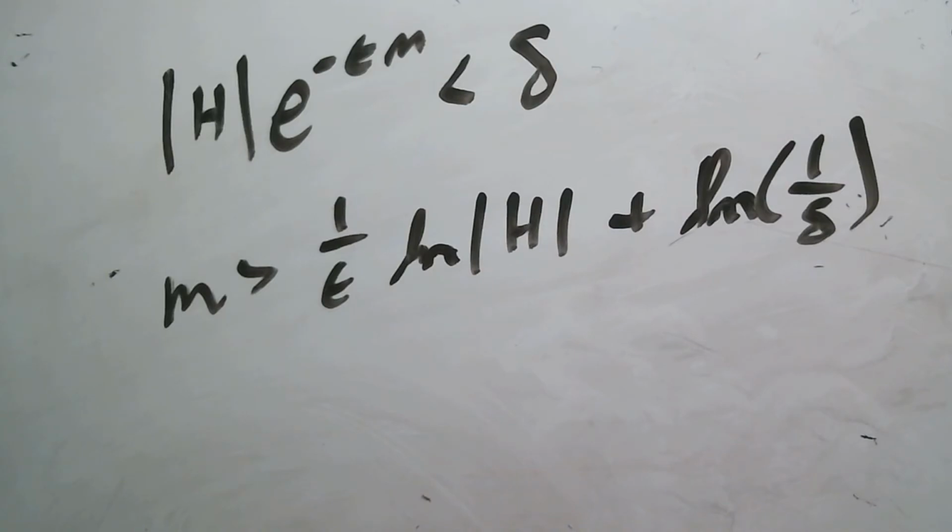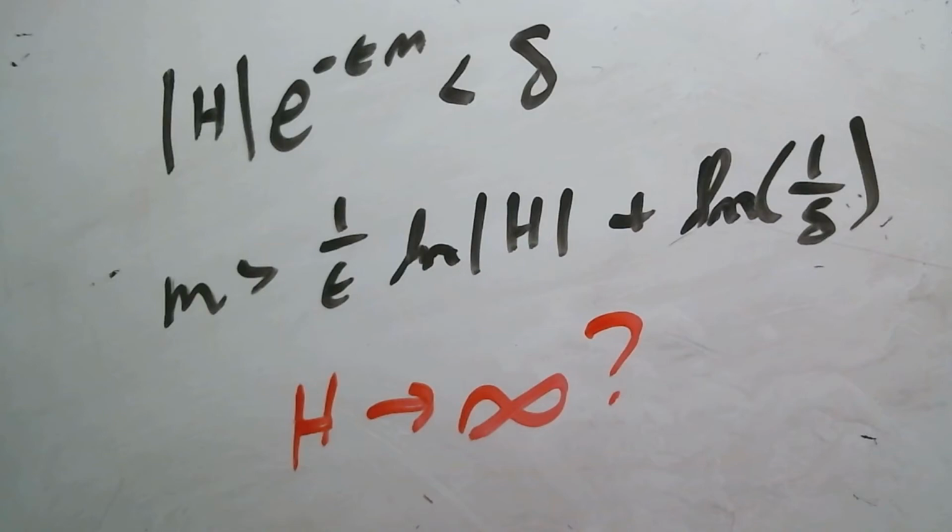Alright, so what about infinite spaces? Well, let's just use the same equation. Everything works, right? Well, not really. If the size of H goes to infinity, then we need infinite samples by the previous inequality. That's not good. Let's instead consider a different measure of sample complexity.